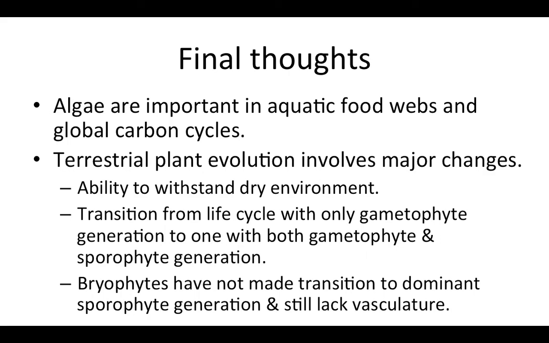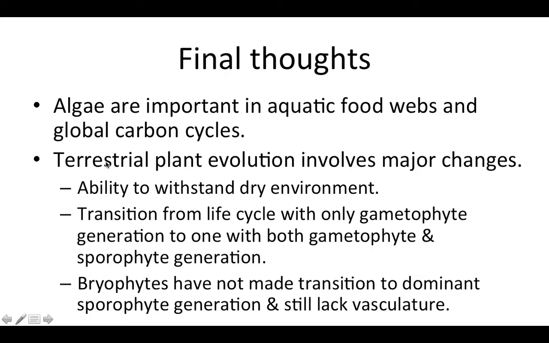Some final thoughts from today's lecture. Number 1, algae are important in aquatic food webs and in global carbon cycles. So we've talked about the fact that especially phytoplankton are responsible for a lot of photosynthesis. Therefore, they're producing a lot of the food in the ocean. In doing photosynthesis, they're also helping to control the amount of carbon dioxide in the ocean and therefore in the air.